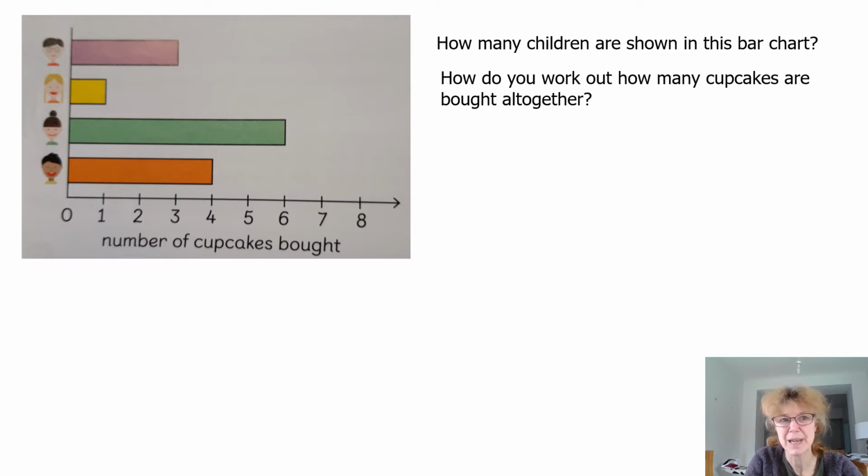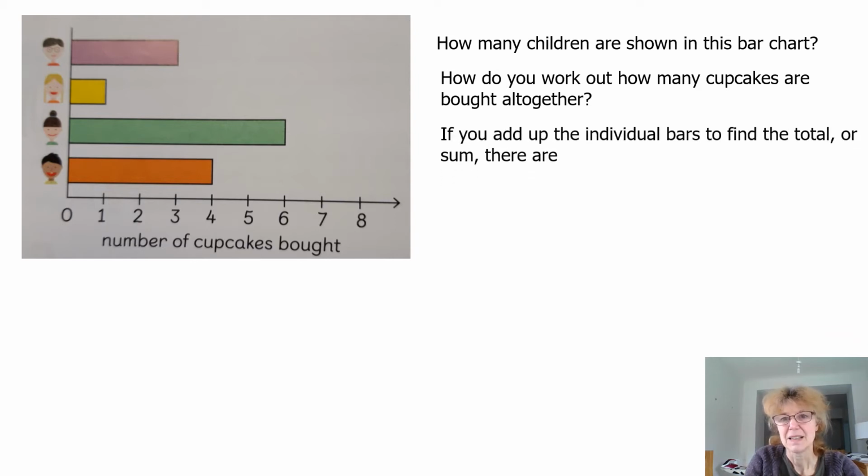So the first child with the pink bar bought 3 cupcakes. The second child with the yellow bar bought just 1 cupcake. The third child with the green bar bought 6 cupcakes, and the fourth child with the orange bar bought 4 cupcakes. So if we add up the individual bars to find the total, we also call that finding the sum, there are 3 plus 1 plus 6 plus 4, which is 14 cupcakes altogether.